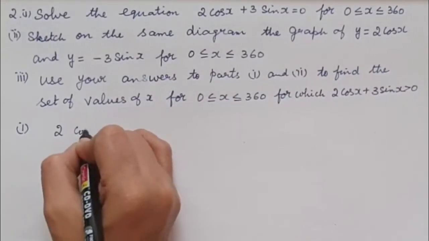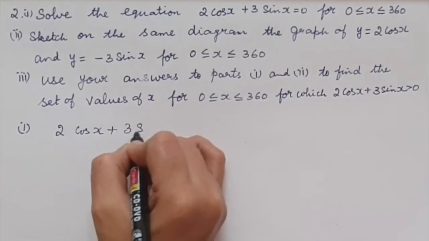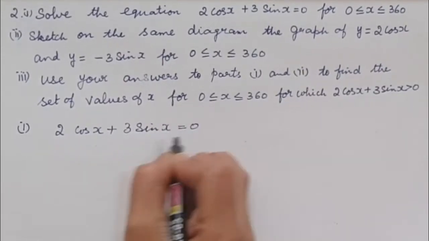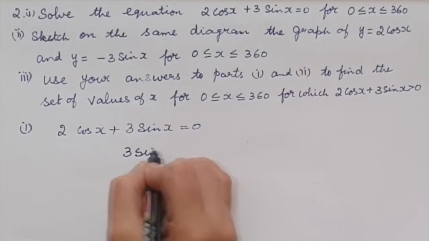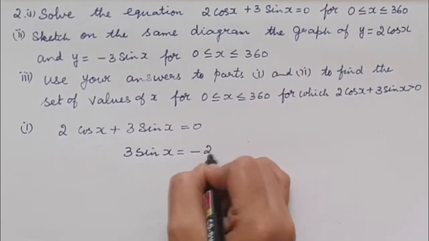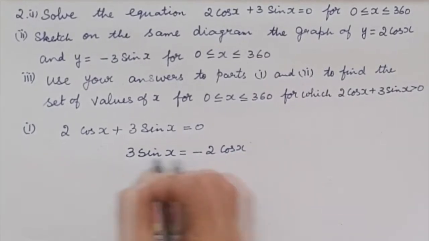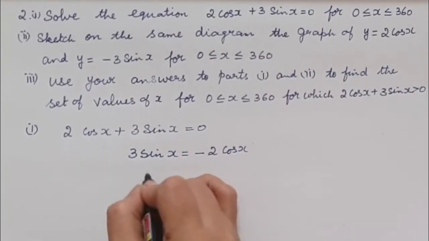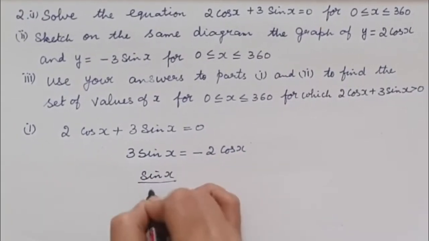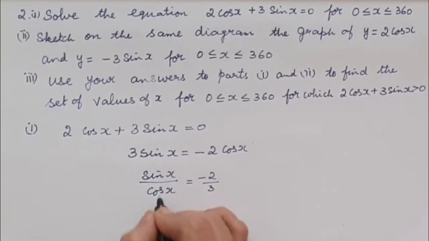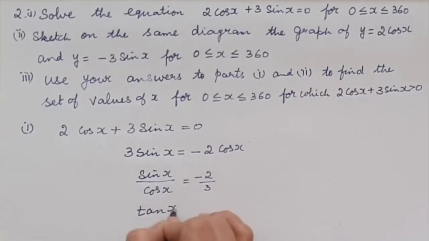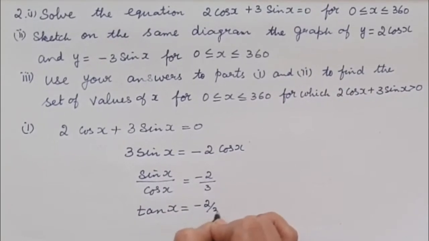The first part, let us solve this equation. 2 cos x plus 3 sin x will be equal to 0. Now let us shift the cos term to the other side. So 3 sin x will be equal to minus 2 cos x. So this 3 will shift over here, cos will shift here. So sin x over cos x will be equal to minus 2 over 3. Sin x over cos x is tan x. Tan x will be equal to minus 2 over 3.